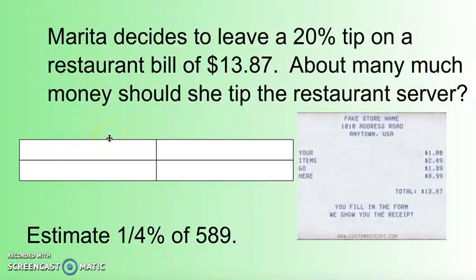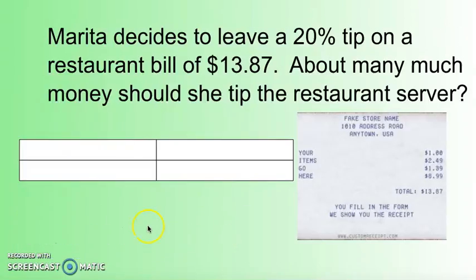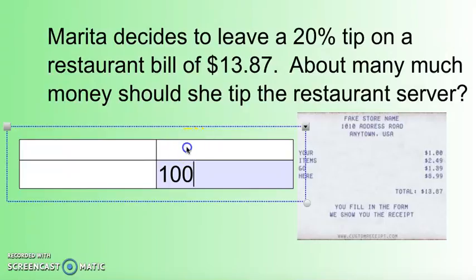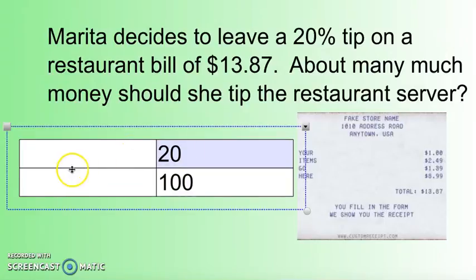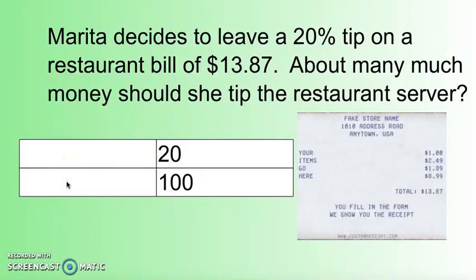Marita decides to leave a 20% tip on a restaurant bill of $13.87. About how much money should she tip the restaurant server? Let me erase that again. So let's do 100, and we don't really need to round 20% because it's already at 20.